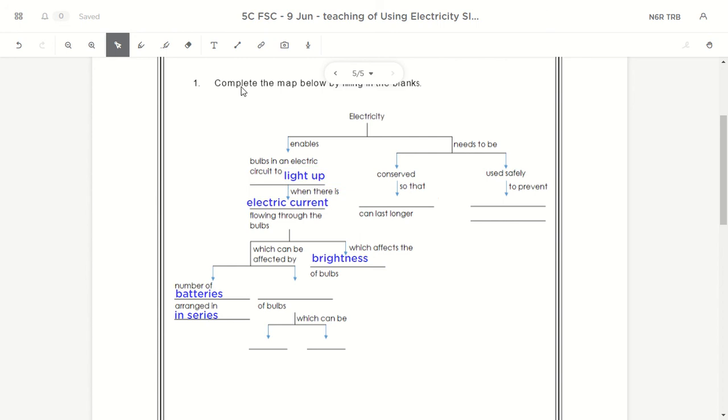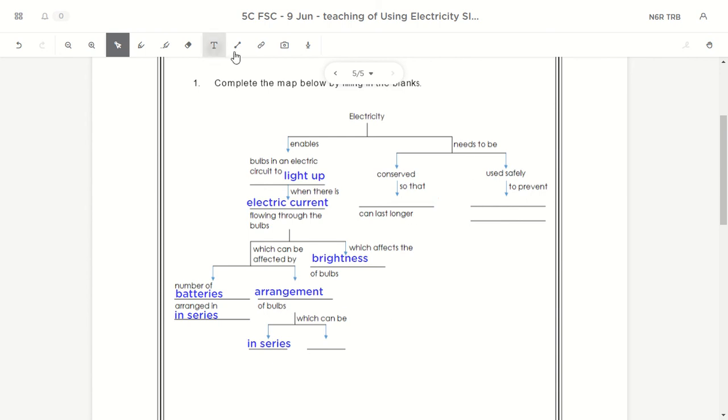Okay, besides the battery, the brightness can also be affected by the arrangement of the bulbs. For standard, they learn about arranging bulbs in series and arranging bulbs in parallel, but for you guys, you only learn about arranging bulbs in series. So the other blank, just leave it, don't touch the other blank. All right, so the brightness of the bulb can be affected by the number of batteries connected in series or the number of bulbs connected in series as well.